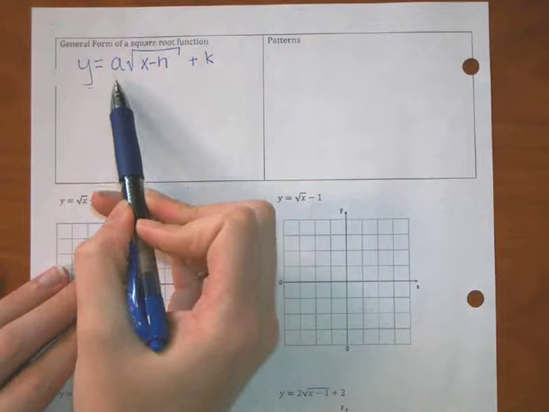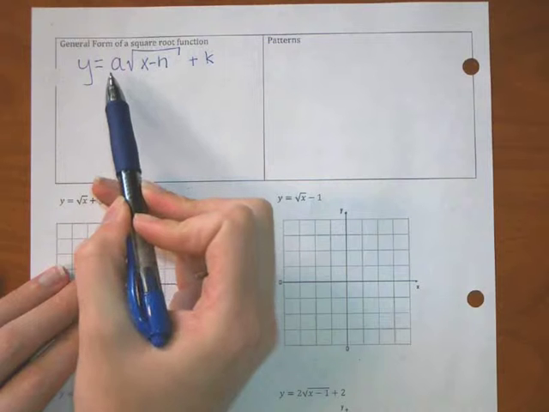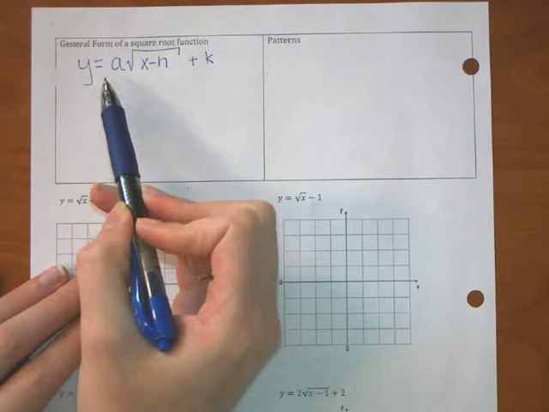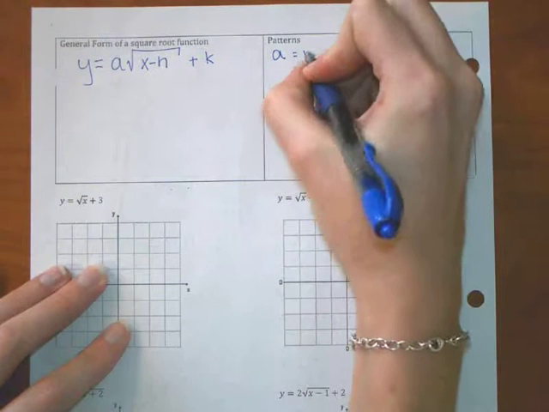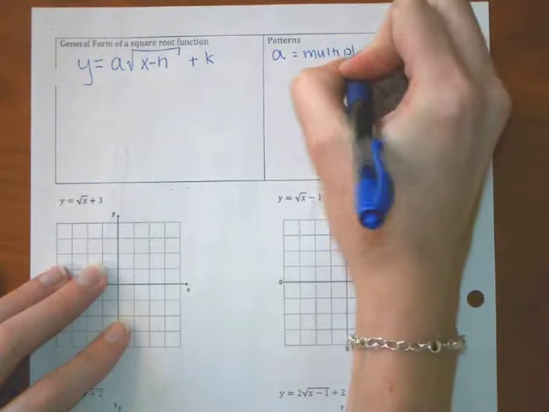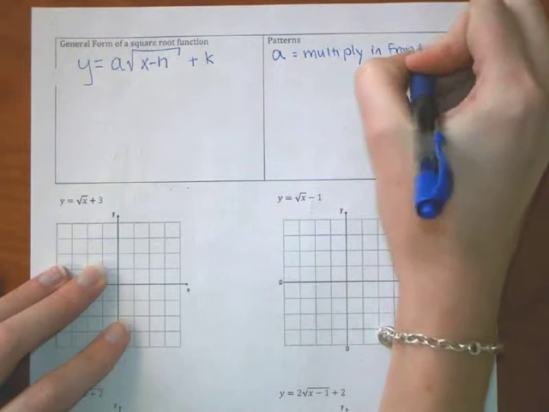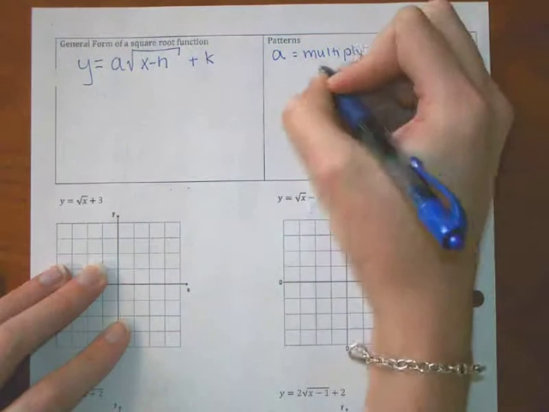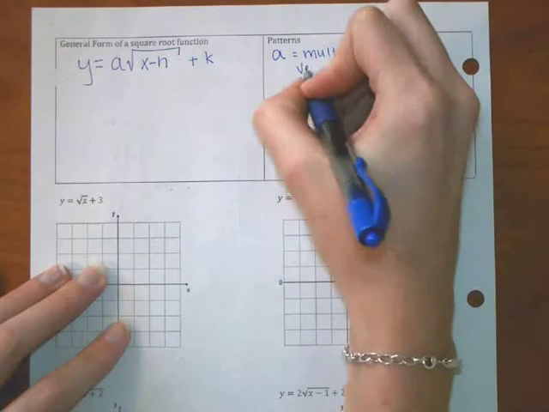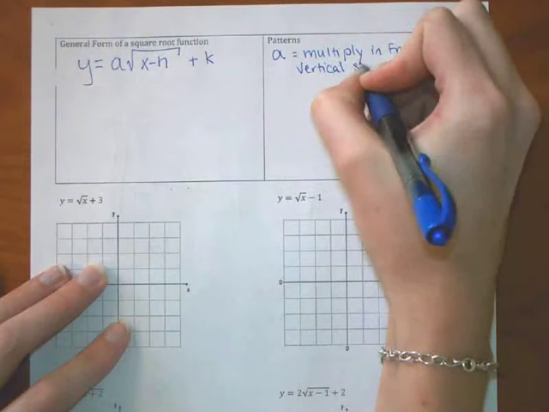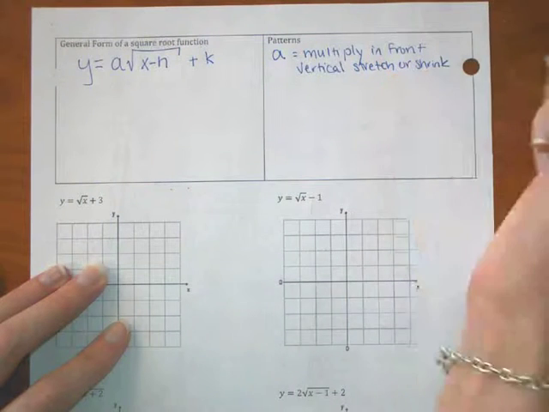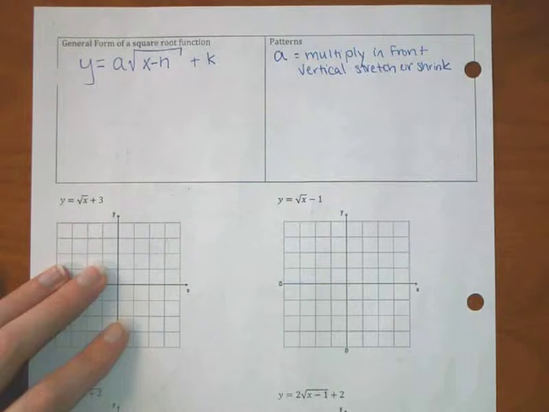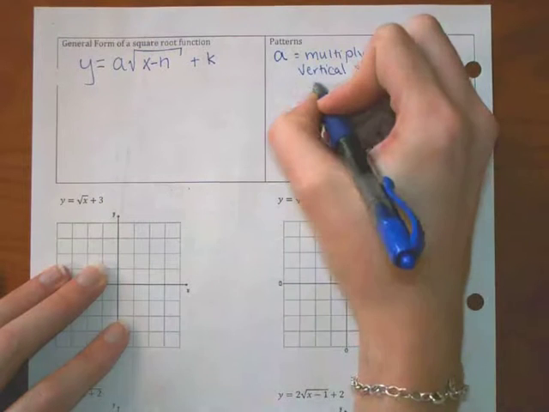So far we've looked at a. So something being multiplied by our square root function, right? That's what the 2 and the negative 2 were. So a is something being multiplied. So multiply in front. And it tells us if it's a vertical stretch or shrink. It'll also tell us a reflection.